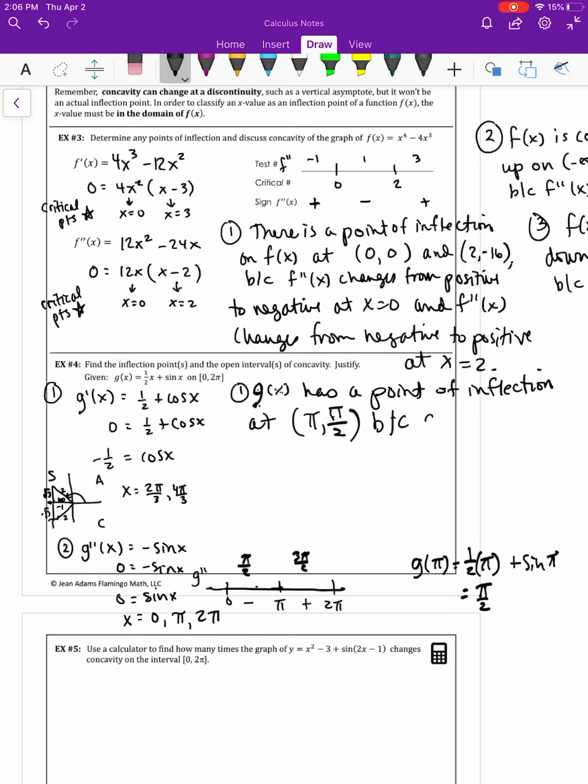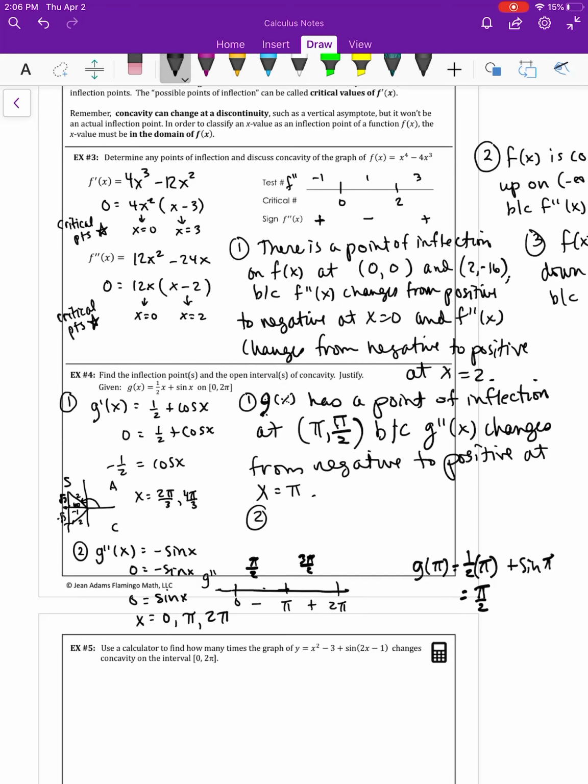because g double prime of x changes from negative to positive at x equals pi. Okay, so that's the first thing that they wanted us to talk about.